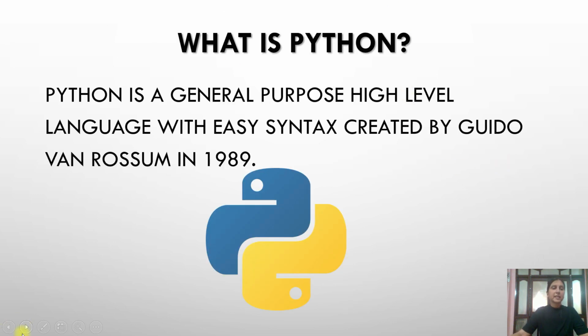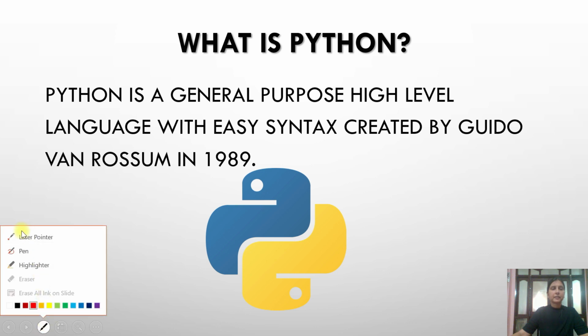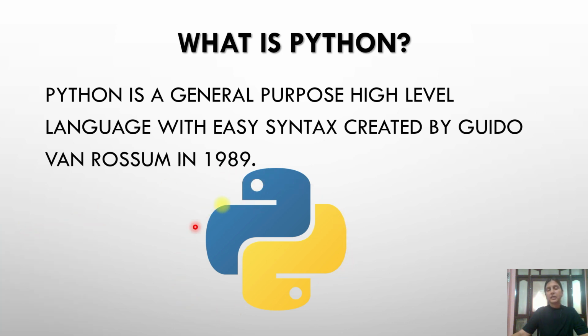So first we'll see what is Python. As you can see on the screen, this is the logo of Python. Python is a general purpose high level language with easy syntax created by Guido van Rossum in 1989. So it's a general purpose high level language. What do you mean by general purpose language? General purpose means it is suitable for developing almost all types of applications. So it's a high level language and it has easy syntax created by Guido van Rossum.